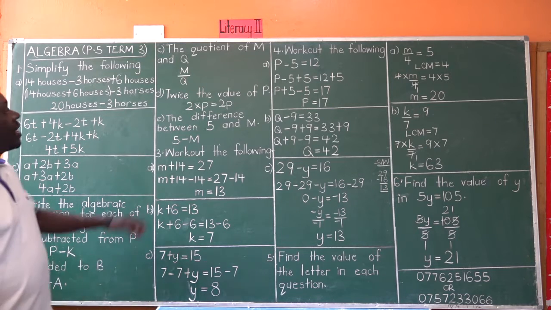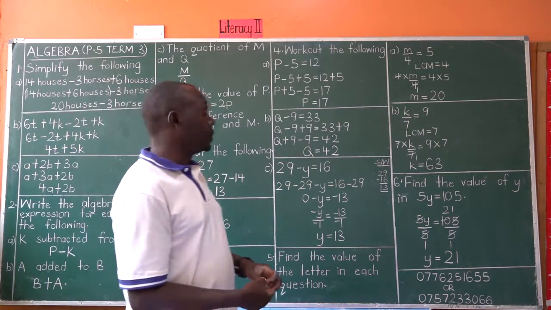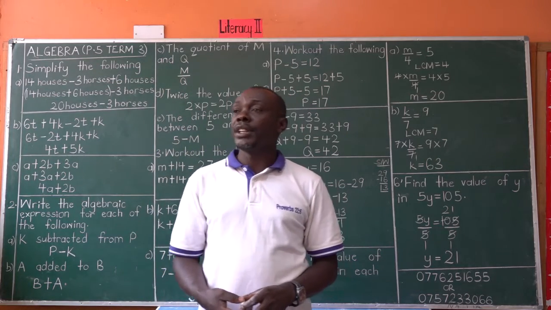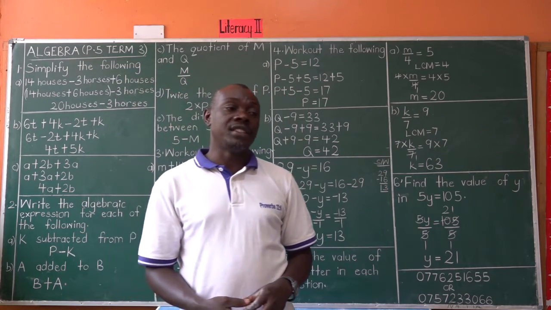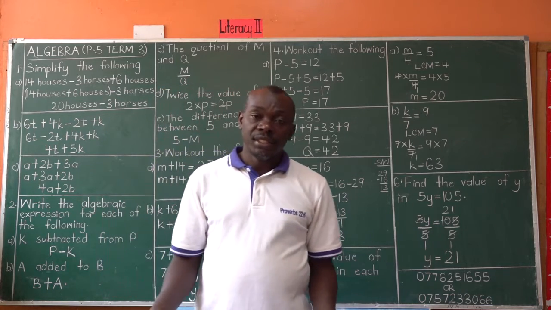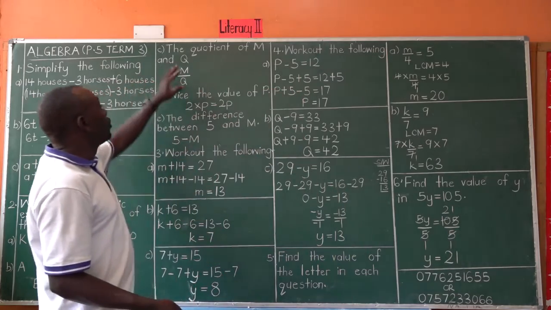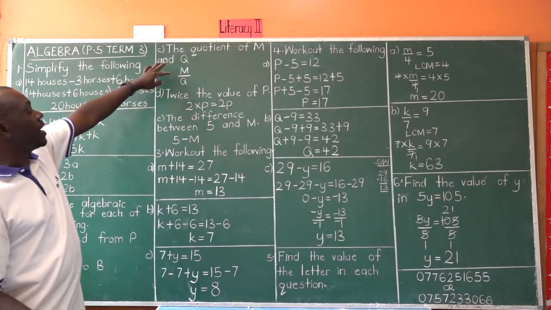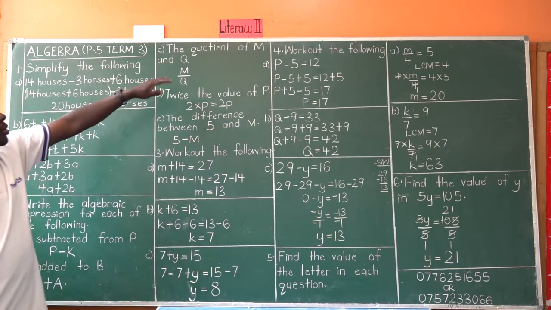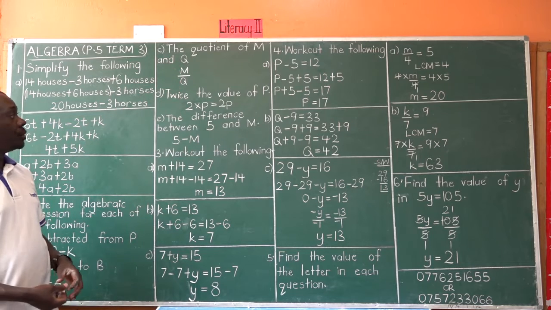Then part C, the quotient of M and Q. You must know that the quotient is reached when one divides two quantities. Like the quotient of 6 and 2 is 3. So that's 6 divided by 2, you get 3. So you divide M by Q. So the answer is M out of Q. Out of means divide by. So M divided by Q. So that's the quotient.